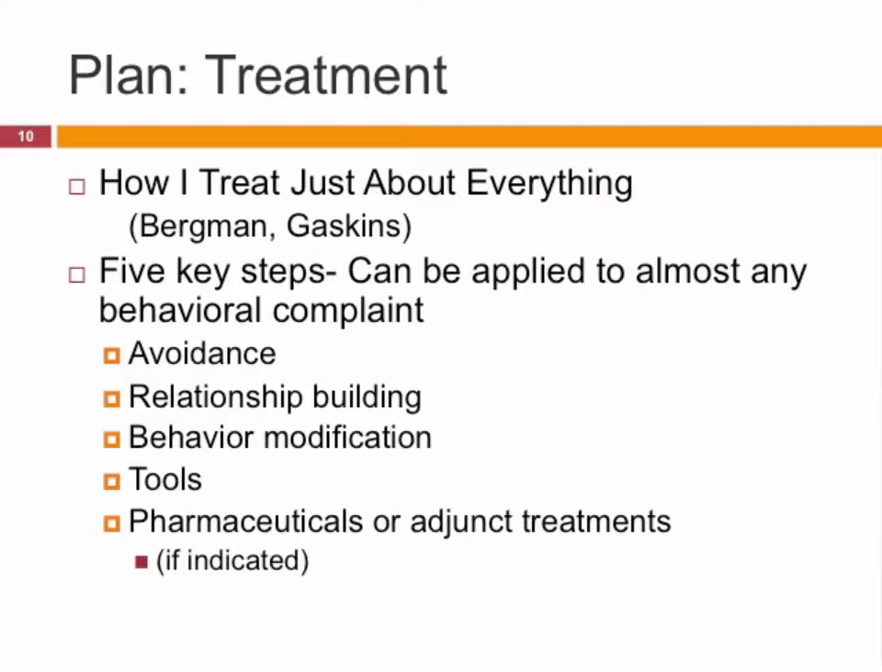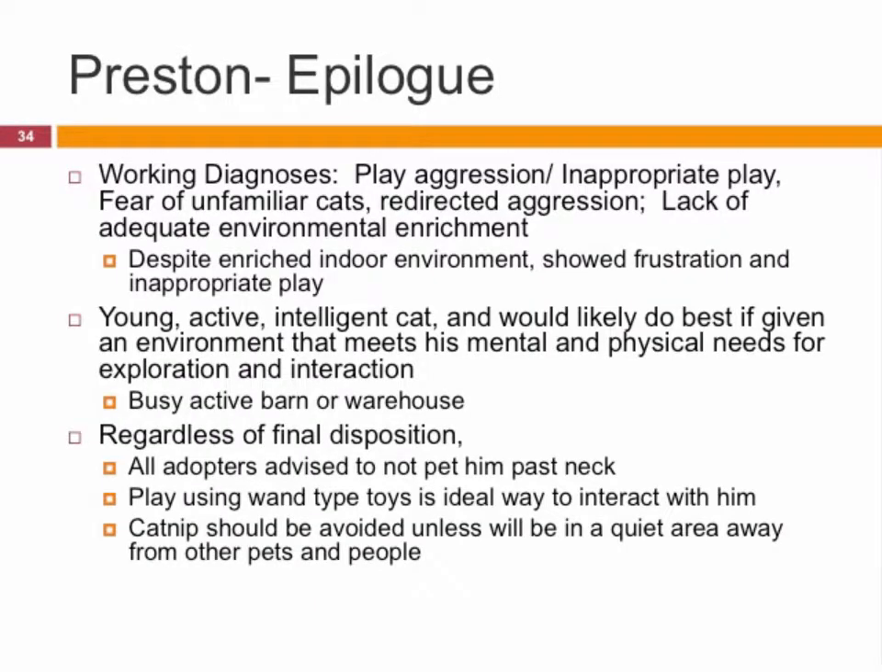Very good. All right. So what we ended up with as our working diagnoses, you can call it play aggression or inappropriate play. That's what we came up with. Fear of unfamiliar cats. We suspected that from the cat interaction he had in the first foster home. Potentially redirected aggression. And lack of adequate environmental enrichment. So even though he had a really good enriched indoor environment, he was still frustrated and showing inappropriate play, which is what he did to the caregiver's arm, right? So we know we have a young, active, intelligent cat. We know that we have to have a really enriching environment to meet his needs, physically and mentally, right?